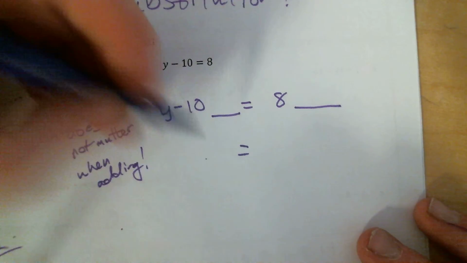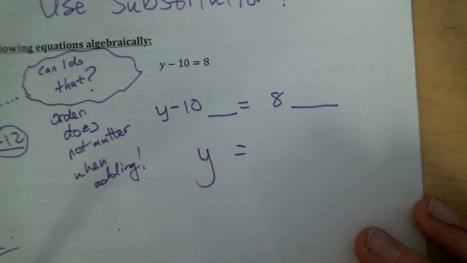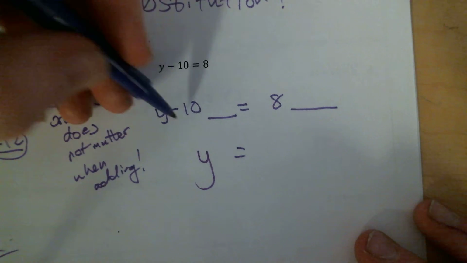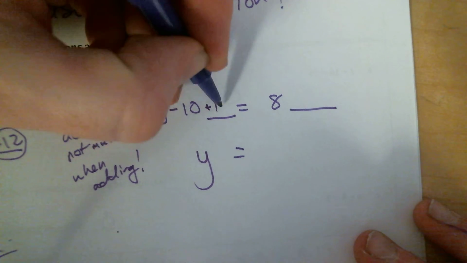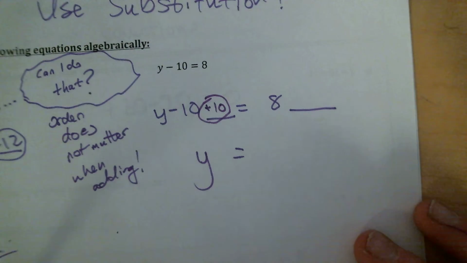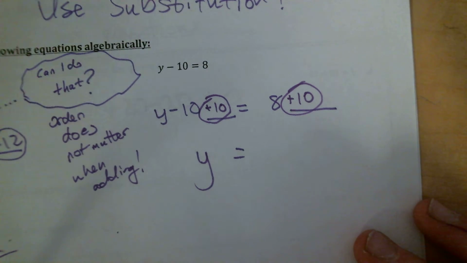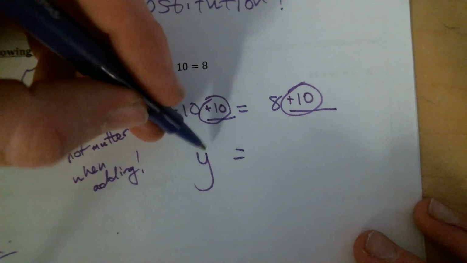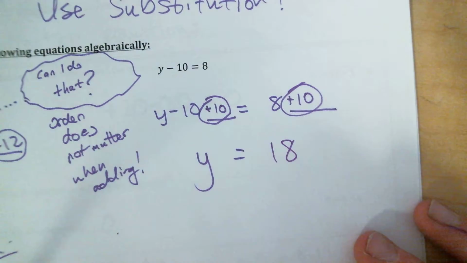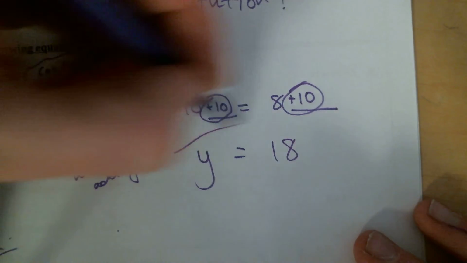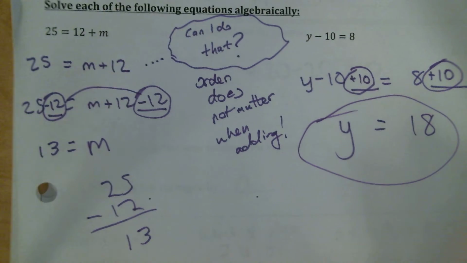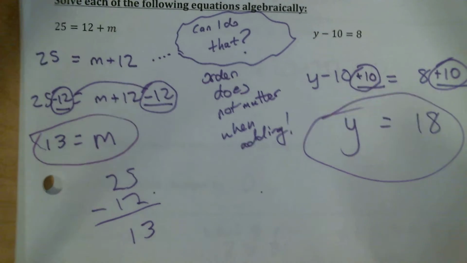Next one, y minus 10 is 8. I need to get this to somehow be equal to just y. What could I do? I could take away 10, then I would have to add 10. But of course, if I put something on one side, I gotta put the same exact thing on the other. So y minus 10 plus 10, that equals y. 8 plus 10, that equals 18. So here's my solutions. My solution is 18 for this one. My solution is 13 for this one.